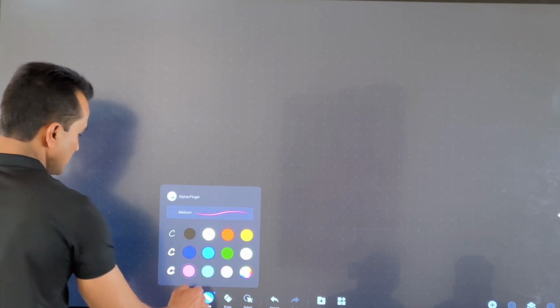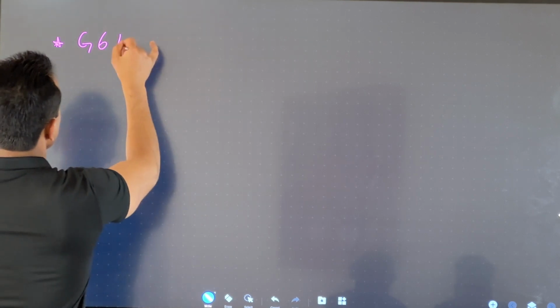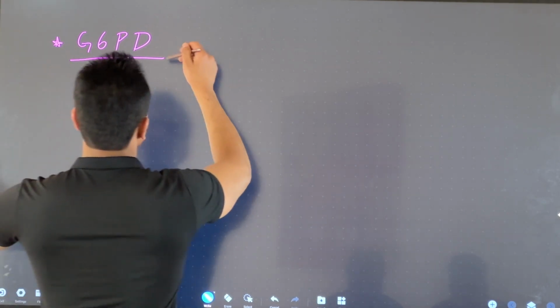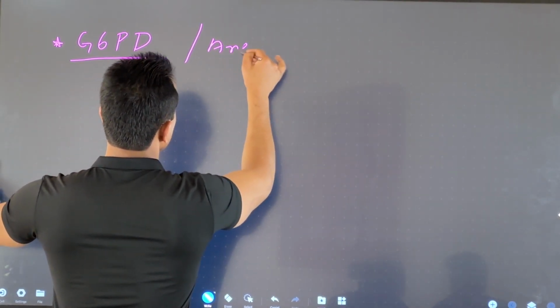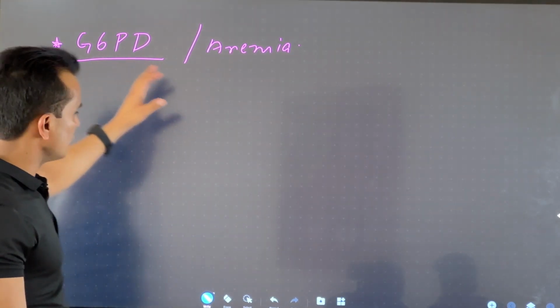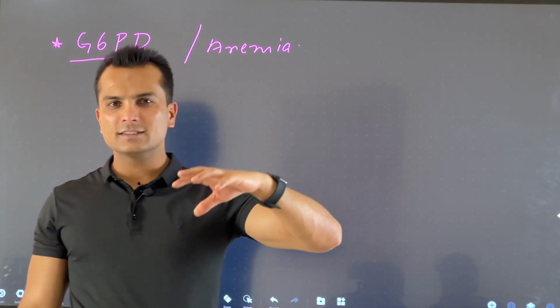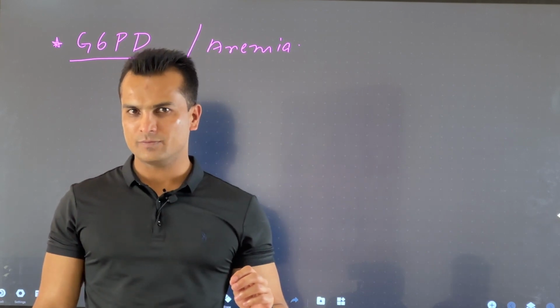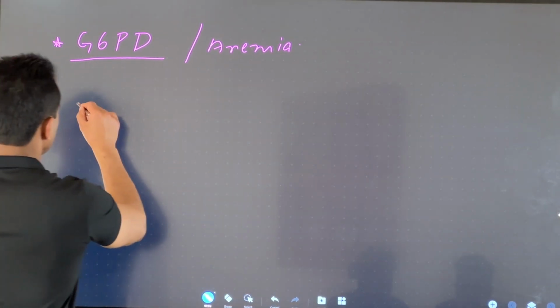Now why is this clinically very important? Because glucose 6-phosphate dehydrogenase deficiency is the most common enzymatic deficiency in the world. So remember, G6PD deficiency anemia. What is G6PD deficiency anemia? As I have already mentioned, glucose 6-phosphate dehydrogenase is an enzyme required for the production of NADPH in the pentose phosphate pathway. So this is the most common enzymatic deficiency.